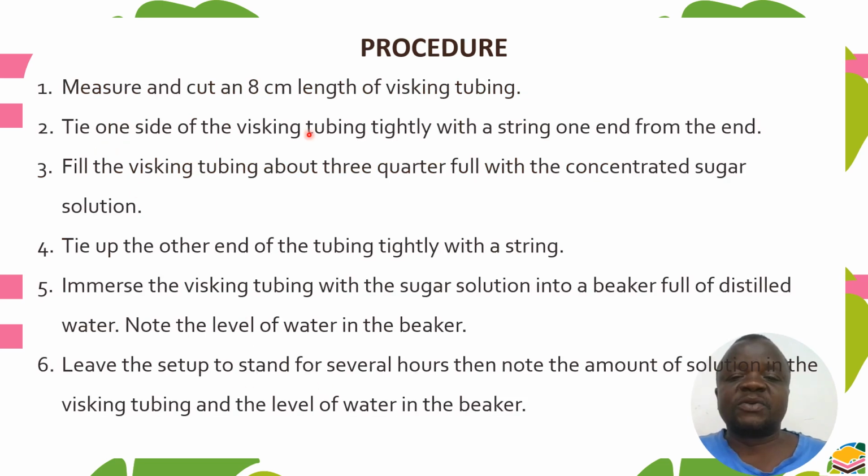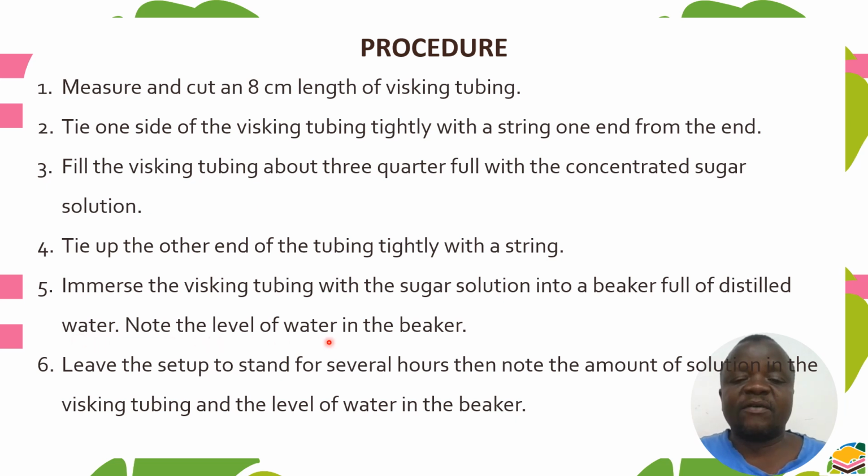Right, the procedure now, the steps that are followed are as follows. Number 1, you measure and cut an 8 centimeter length of Visking tubing. Number 2, you tie one side of the Visking tubing tightly with a string, one end from the end. Then you fill the Visking tubing about 3/4 full with the concentrated sugar solution. Then you tie the other end of the tubing tightly with a string.